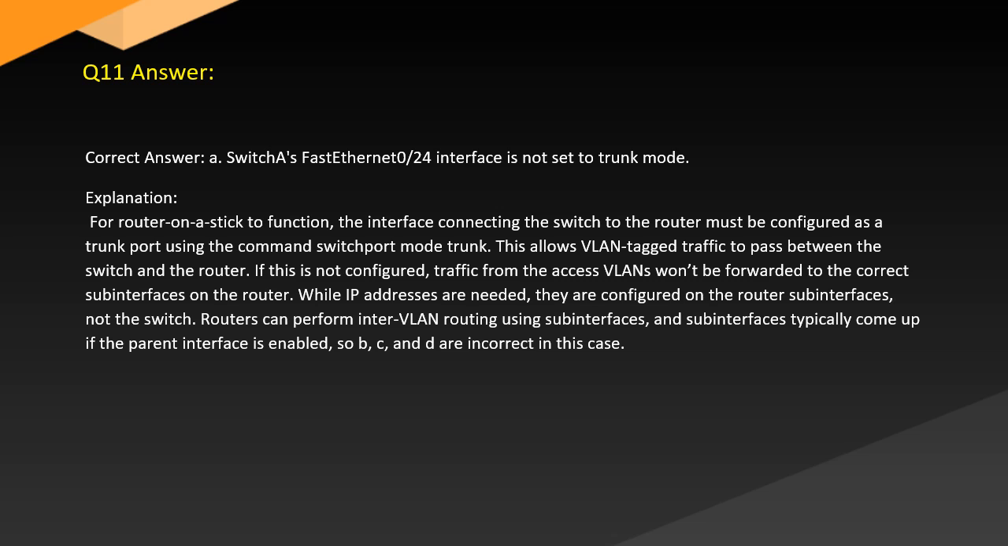If this is not configured, traffic from the access VLANs won't be forwarded to the correct subinterfaces on the router. While IP addresses are needed, they are configured on the router subinterfaces, not the switch. Routers can perform inter-VLAN routing using subinterfaces, and subinterfaces typically come up if the parent interface is enabled, so B, C, and D are incorrect in this case.